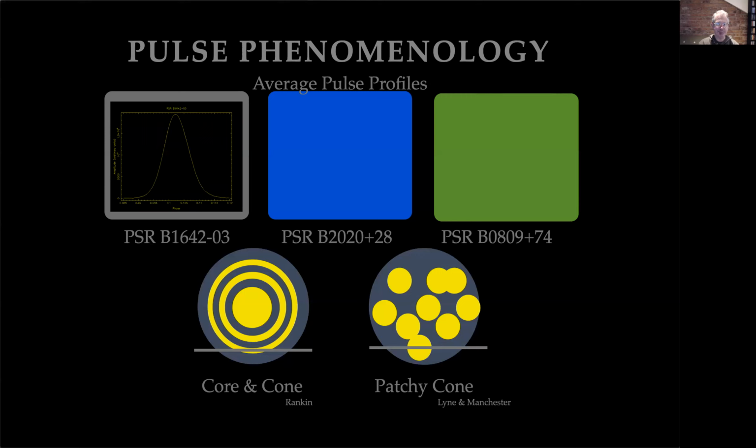B1642-03. Actually, I'll pause at this time to try and explain to you the names of pulsars and what they mean. So PSR, of course, stands for pulsar. The B refers to the epoch of the position that we're going to use for its name. The 16 is the right ascension of the source. The right ascension in hours. 42 is the right ascension minutes. And the -03 is the declination in degrees.